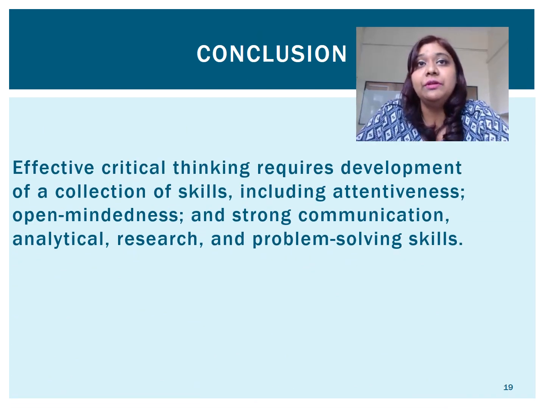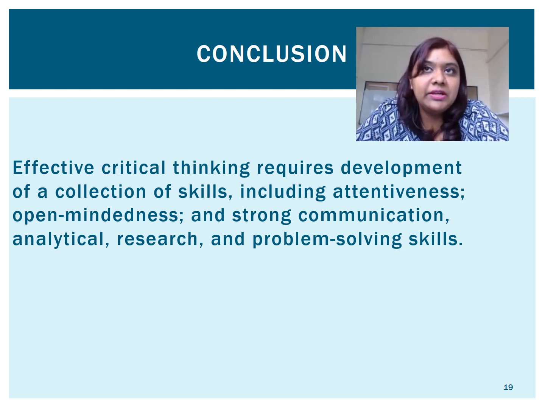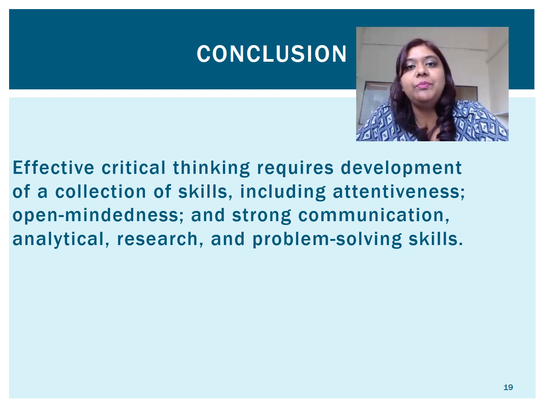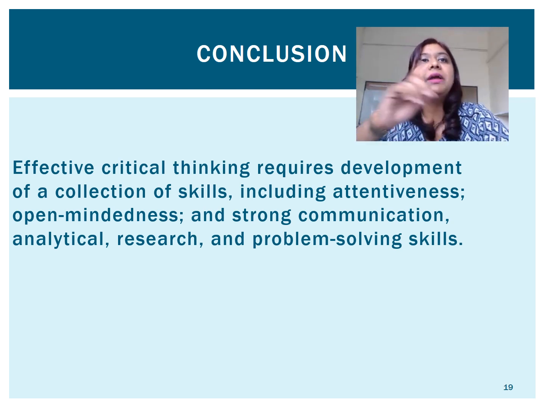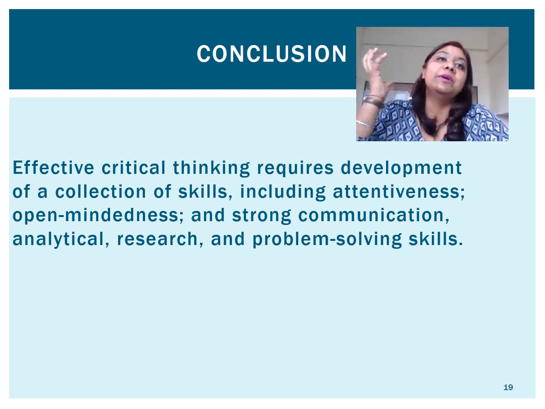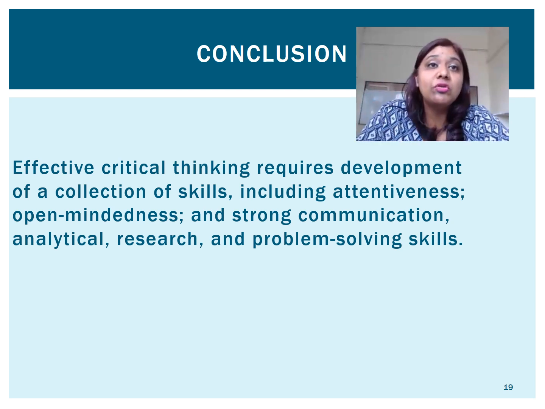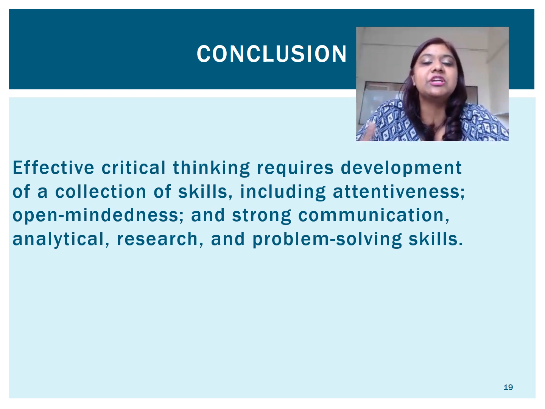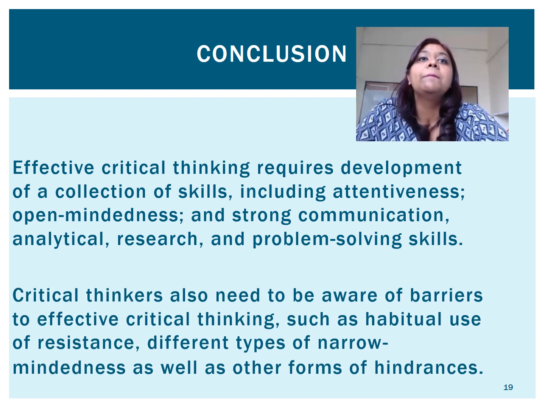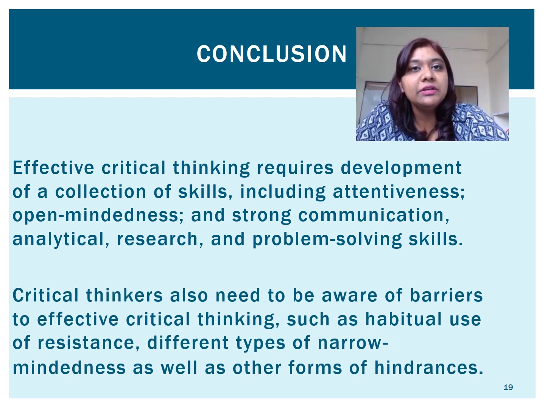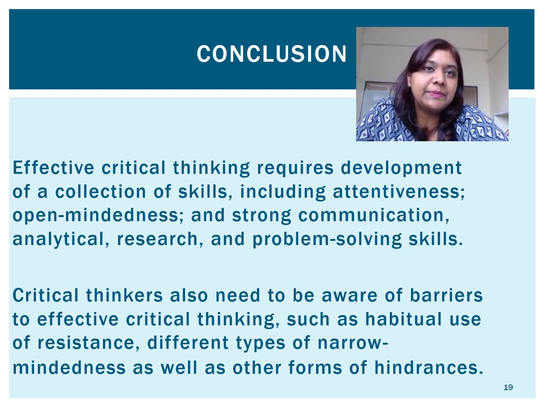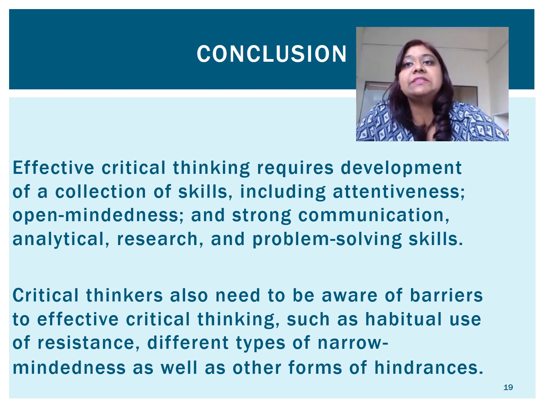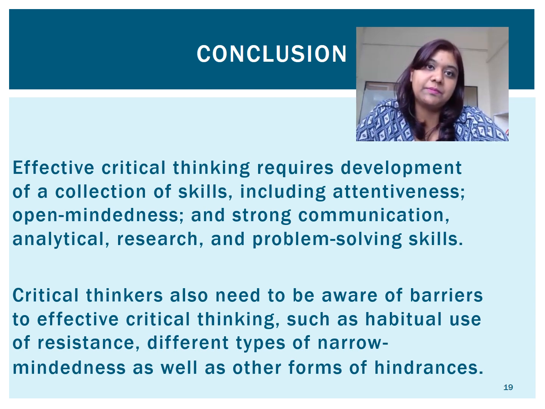So in conclusion, chapter 1 is all about thinking effectively and critically, which means that we're not just developing one skill, but rather combining a collection of our skills from attentiveness, open-mindedness, strong communication, analytical research, as well as problem-solving skills. At the same time, to be a good critical thinker, we need to be aware of the different types of barriers that we face, such as the habitual use of resistance, the different types of narrow-mindedness, as well as other types of hindrance that we come across.